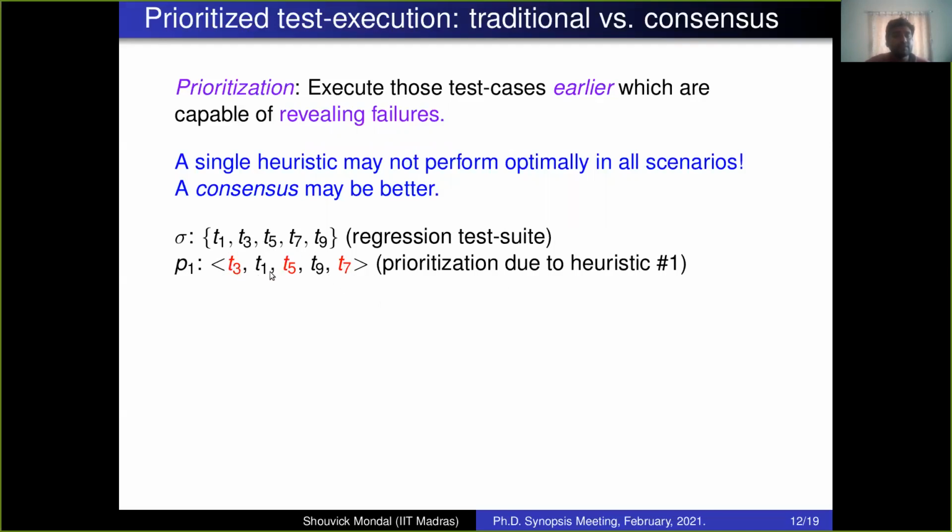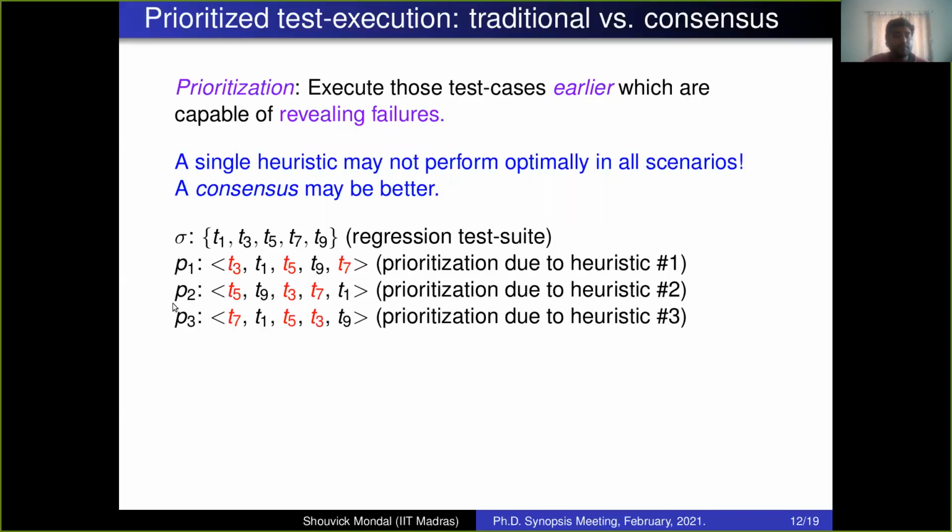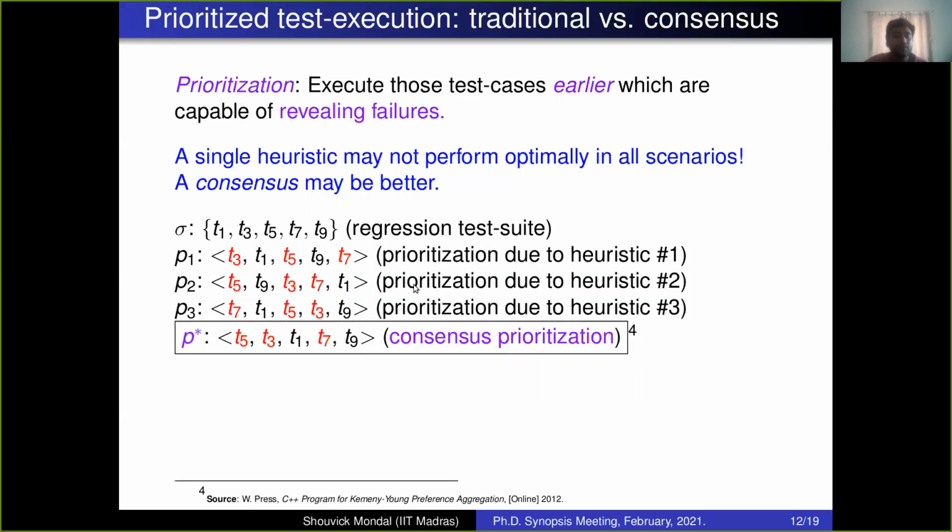We see that test cases are failing at alternate positions for heuristic 1 if we follow this heuristic and execute test cases according to its opinion. Now another heuristic comes in and says you execute test cases in this order. Another heuristic also comes in. These different P1, P2, P3 are different permutations of 1, 3, 5, 7, and 9. Now, if we combine these different permutations, these different orderings, and come up with a consensus of the ordering, here it is the Kemeny-Young consensus.